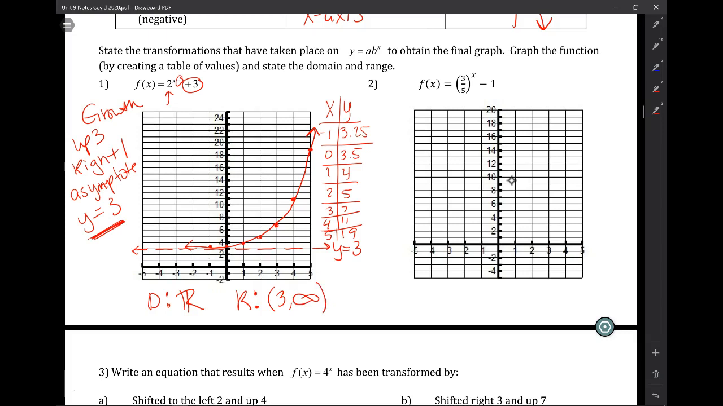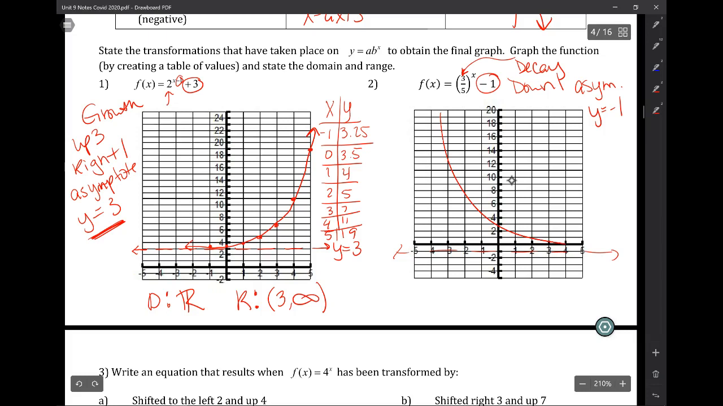So number 2, I'm not going to actually graph this one, but I do want to talk about it. The 3/5, think about that. That is the base of your exponent. Is that greater than 1? Or is it between 0 and 1? Well, 3/5 is 0.6. So this would be a decay function. It would be shifted down 1. So the equation of the asymptote would be y equals -1. So we would have our asymptote line, and then we would have our exponential decay.